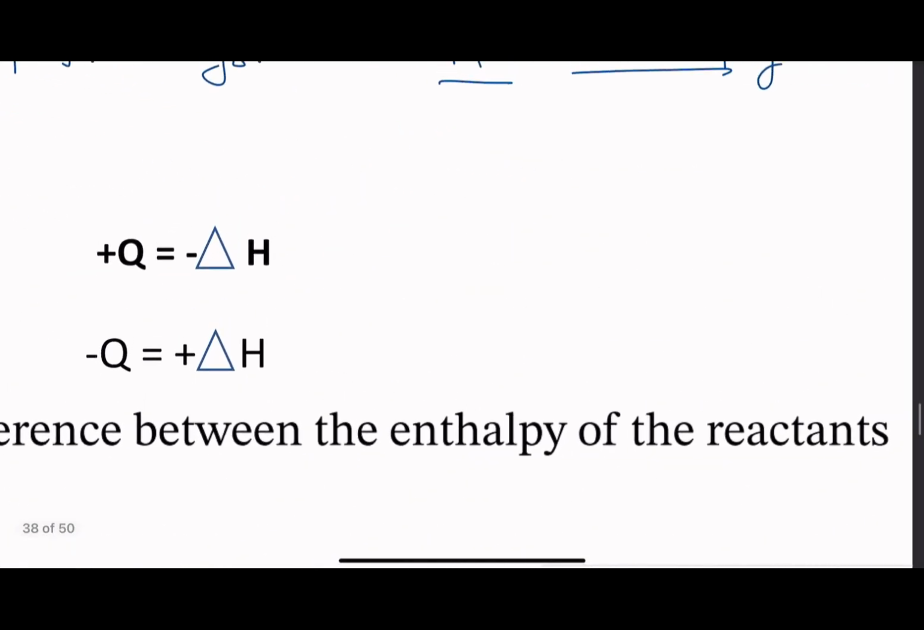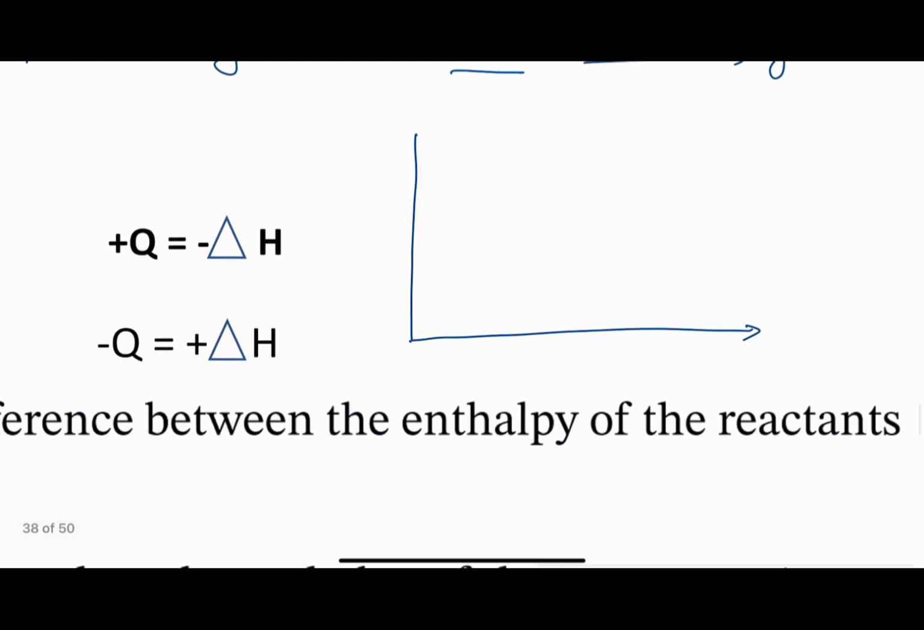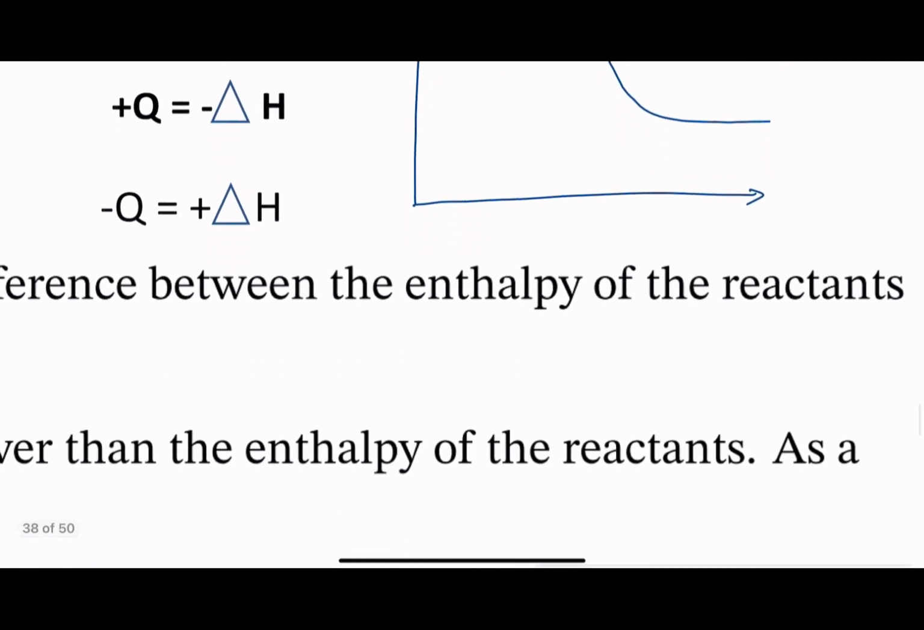So what happens, let's say, in an exothermic reaction? In an exothermic reaction, we start with the reactants, and then your heat content drops down. Meaning, when they write delta H, now it's going to be H of products minus H of reactants.